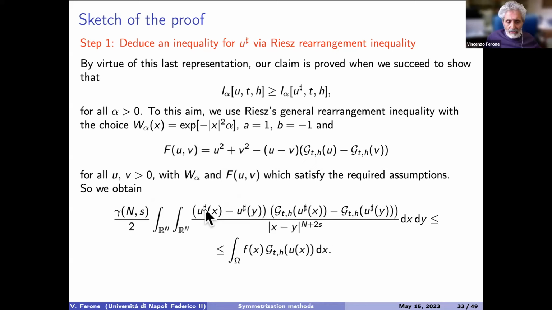So now on the left-hand side, you have everything which depends only on u sharp. So this quantity here is already symmetrized. There is only a symmetric function, a radial function. On the right-hand side, there is the integral of f times G.